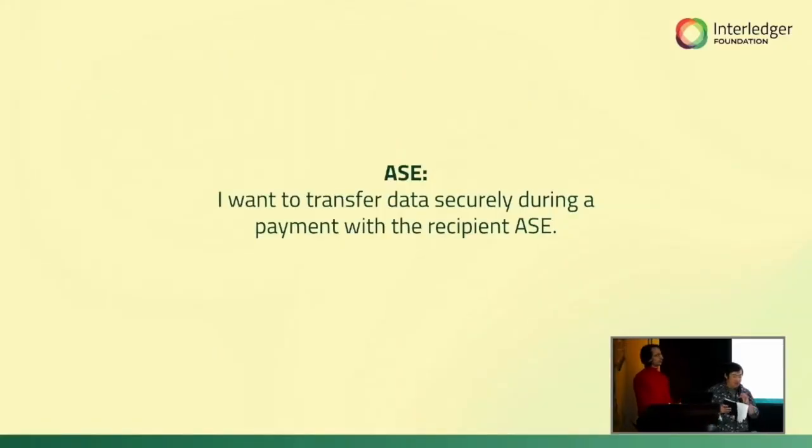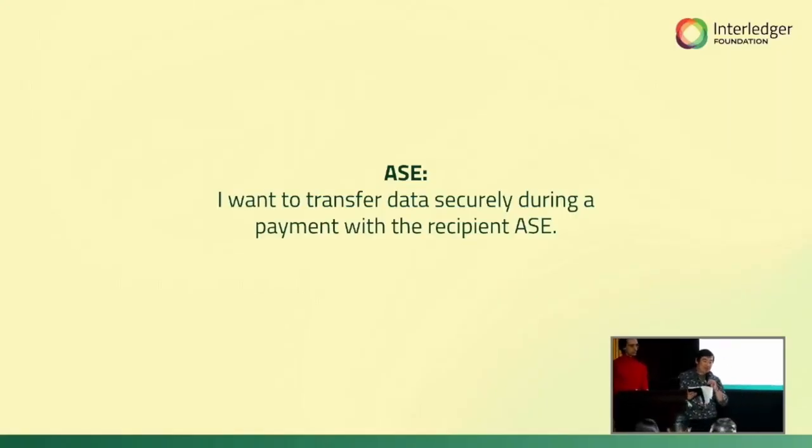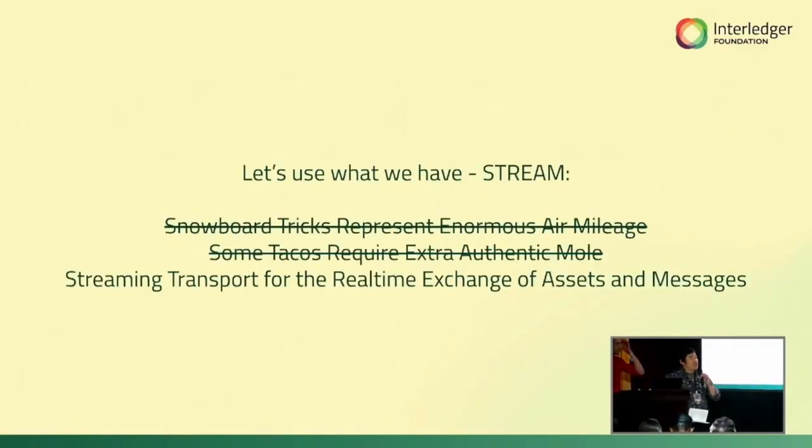So in addition, we've also gotten requests from ASCs to be able to transfer data securely during a payment with the recipient ASC. Usually when they say data, they refer to things like the sender's information, private payment metadata, or a reference to the user in question for such a payment. So we decided in order to achieve this, let's just use something we already have, Stream, or ILP Stream, which is the transport layer protocol for Interledger.